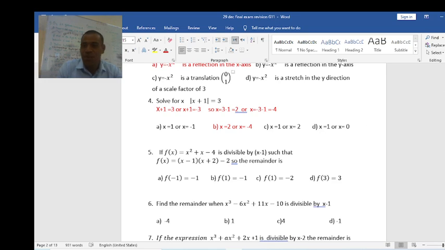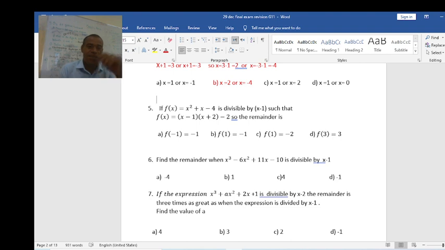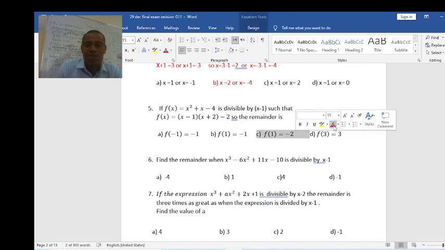Then for the second question, question number 5: if f of x equals x squared plus x minus 4 is divisible by x minus 1, which is a linear factor, such that f of x equals x minus 1 multiplied by x plus 2 minus 2. So the remainder, it's clear, you just substitute x equal 1 in the function: f of 1 equals 1 plus 1 minus 4. It will be 2 minus 4 gives minus 2. So this, my learners, is the correct answer.